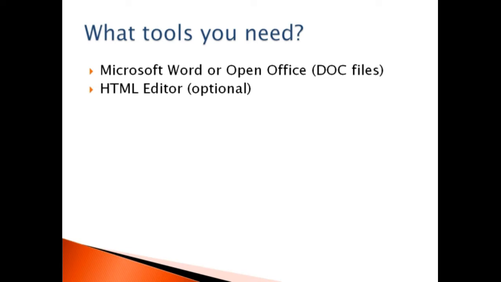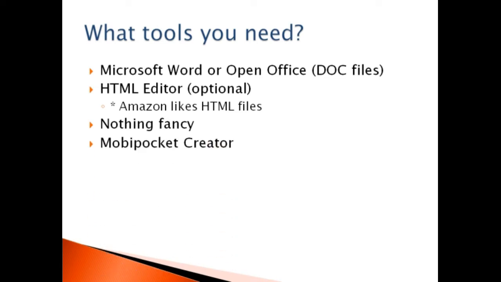And then you're going to need an HTML editor, especially if you want to edit the HTML. You can convert a Word document into HTML format, which is fine. But with an HTML editor, you have a little more leeway as far as the look of your end product, because Amazon Kindle does allow images and things like that. Amazon likes HTML files. There's nothing fancy about the tools that you're going to need. In fact, you don't need to go out and pay any money. We're going to use a software called Mobi Pocket Creator, which basically allows you to convert your HTML files, I believe, and then protect them and things like that.